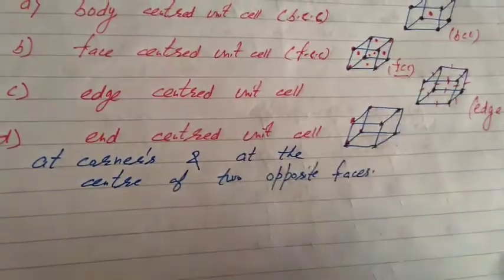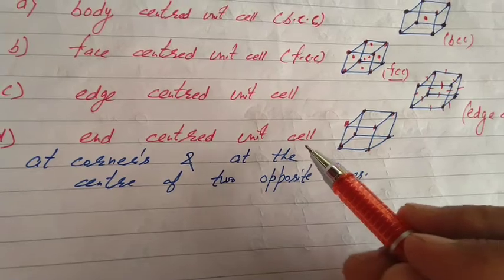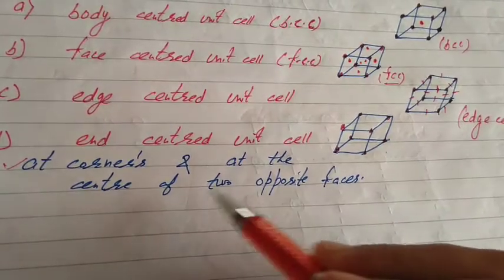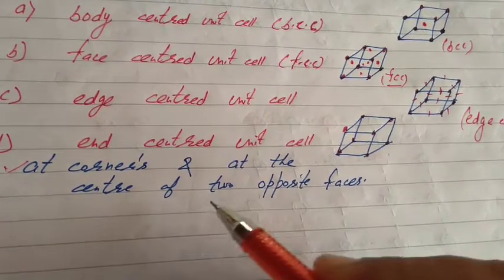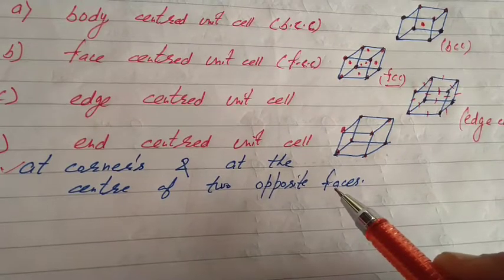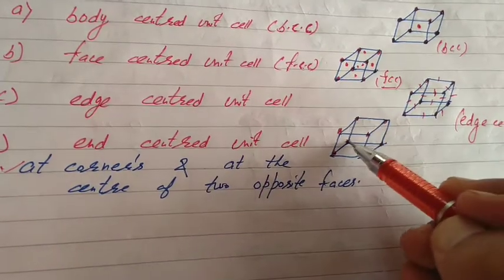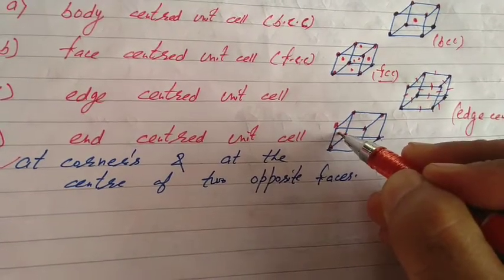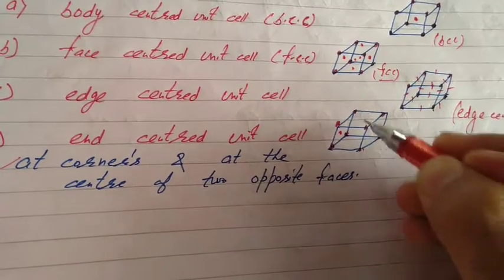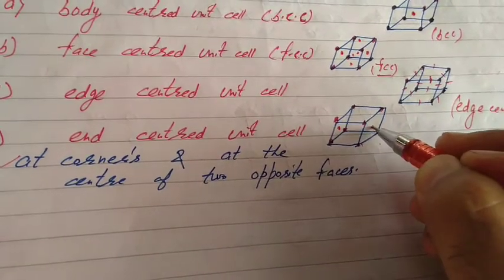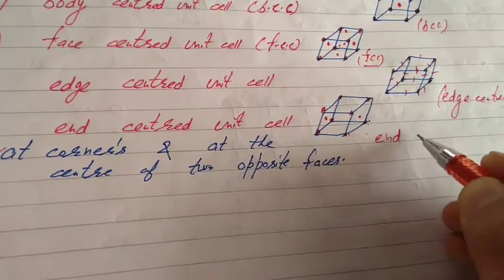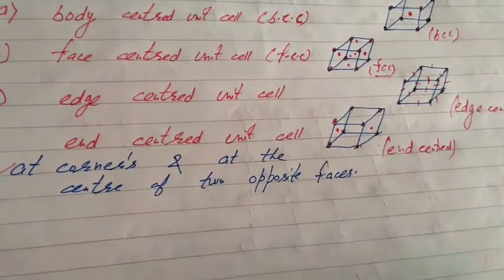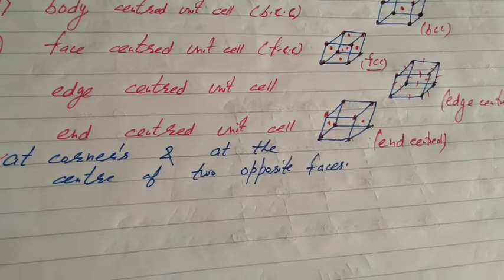Next one is, students, end-centered unit cell. End-centered unit cell, that is constituent particles at corners and at the center of 2 alternate faces, at the center of 2 opposite faces. That is, right and left faces are occupied, or above or below faces are occupied. It is called end-centered. Students, in end-centered unit cell, 4 faces are vacant.